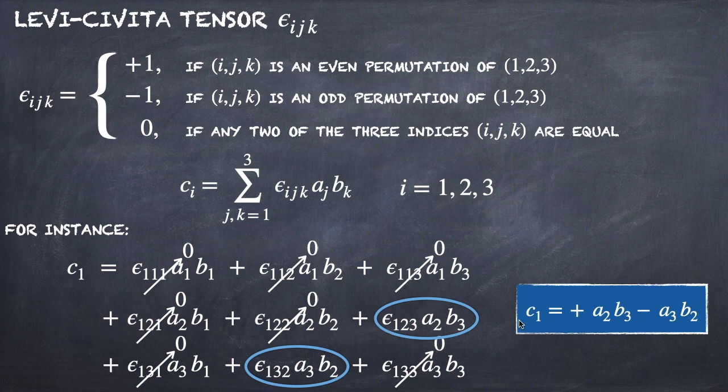So the result of C1 is going to be, I included the plus sign here just to emphasize that this is the epsilon equal to plus 1, multiplying A2B3. And this one is going to be minus 1, so minus A3B2. Great.